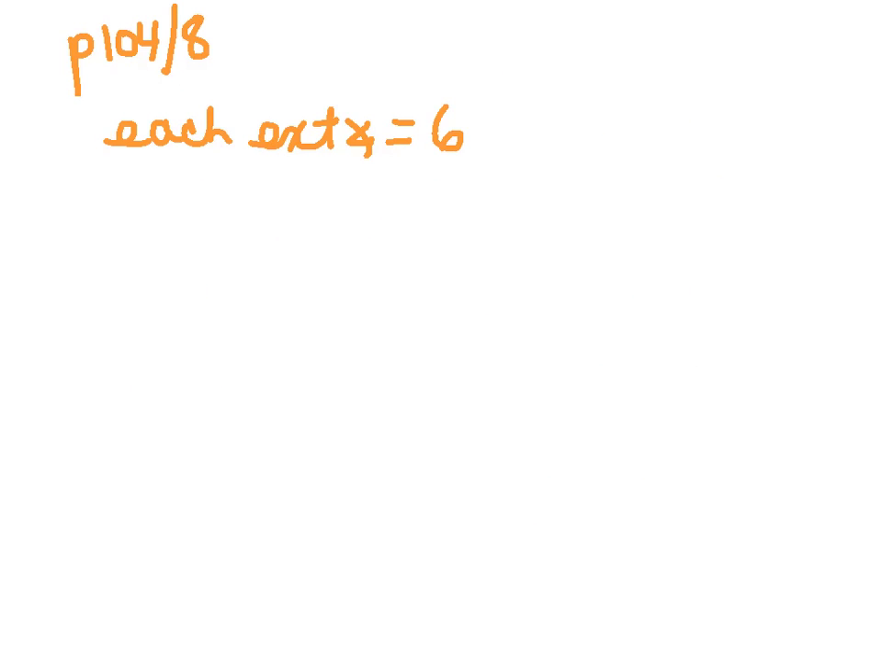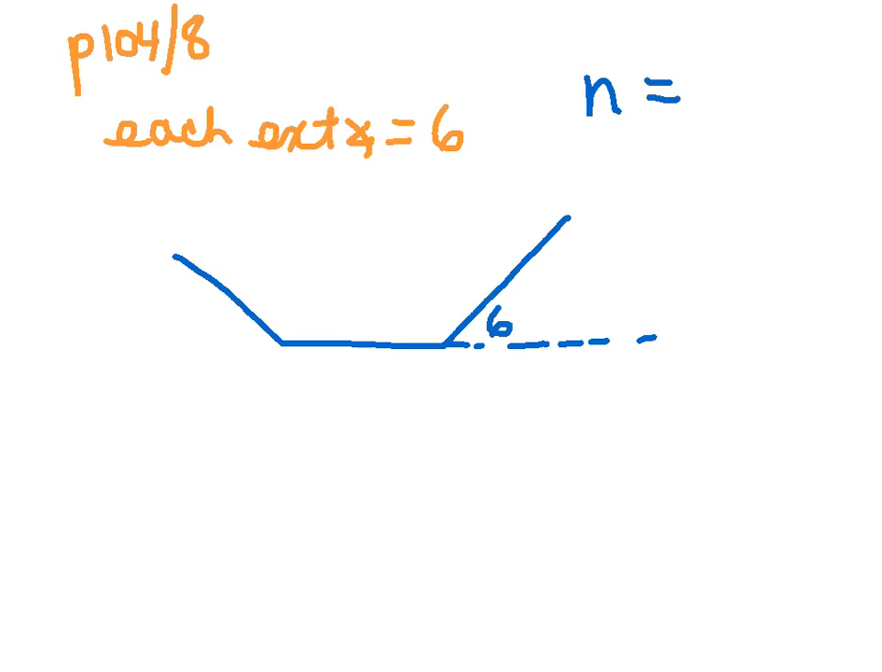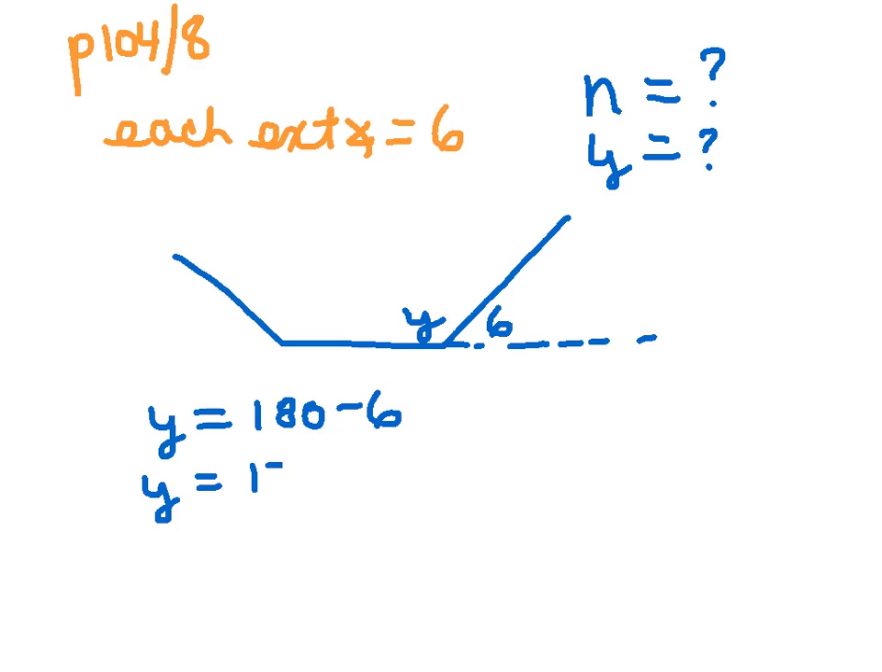Alright, so the same page, page 104, number 8. Now this is part of that table. All we know is that each exterior angle has a measure of 6. So again, as we draw this thing, the exterior angle is 6. And they're asking us, what is n? And what's the measure of each interior angle, or y? Well, we know that y is going to equal 180 minus 6, or y equals 174, correct?